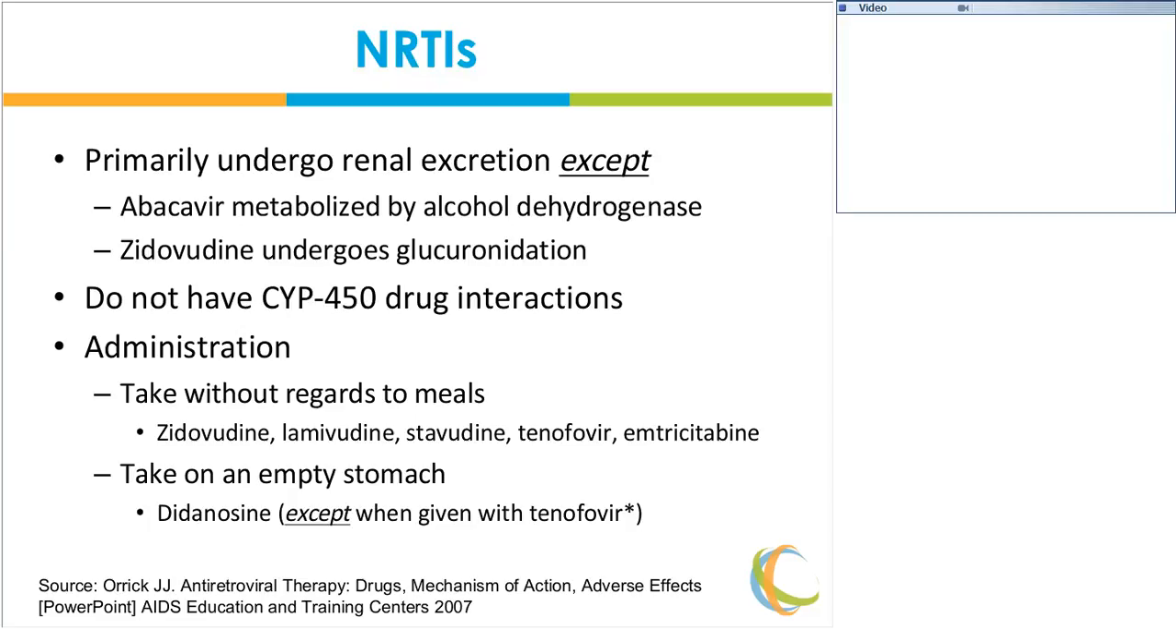There is only one time when didanosine can even be taken without regards to meals, and this is when it is co-administered with tenofovir. However, it is important to also remember that tenofovir and didanosine is not a combination that is currently recommended as initial therapy.